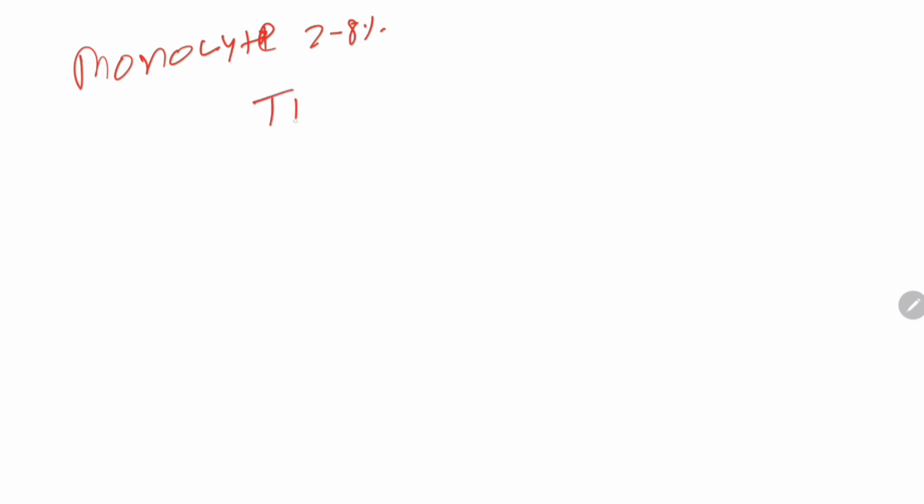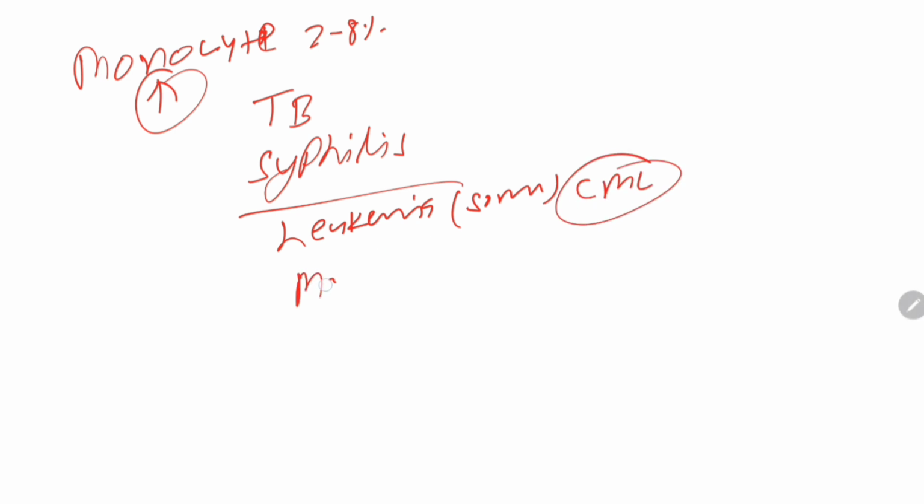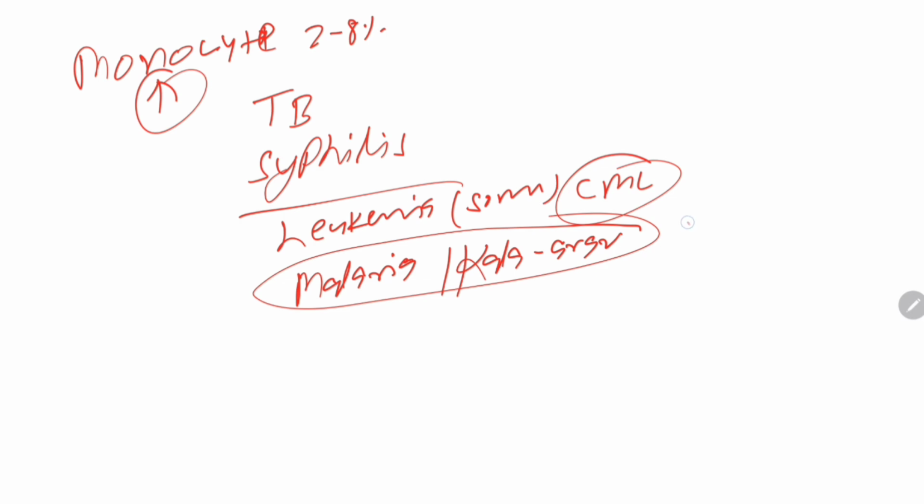Monocytosis, we said TB, monocytosis increased count. Syphilis is a condition in which, and some leukemias, not all, some types of leukemias you may get an increased monocyte count. And another important thing, malaria, kala-azar, and CML, chronic myeloid leukemia. Malaria, kala-azar: in these conditions the neutrophil count is decreased and the monocyte count will increase. So we have to correlate the things.